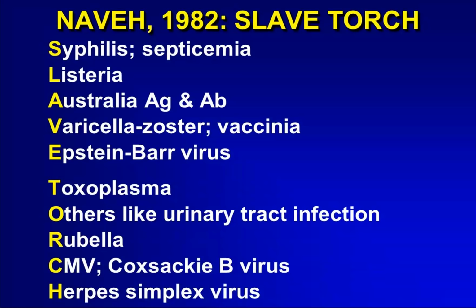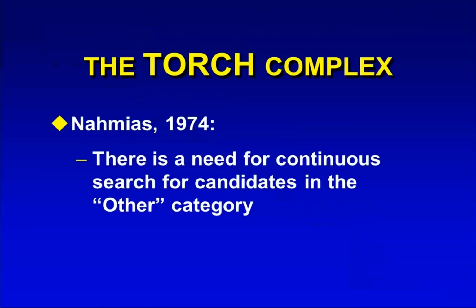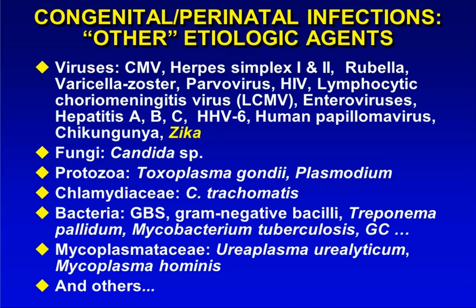And then Nahmias in 1982 said SLAVE TORCH, and people then really became slaves to this acronym where they wanted to do all of this testing. And really what we have to keep remembering is that the diagnostic return of a panel of tests is very, very poor. And certainly there is an ongoing need for continuous search for candidates in the other category. This was stated by Nahmias in 1974. And it's true, there are new candidates always occurring.